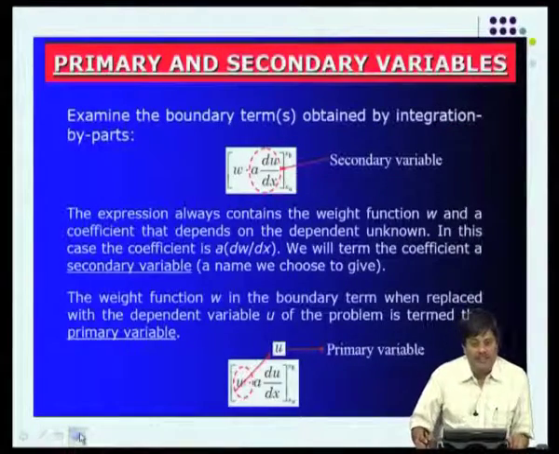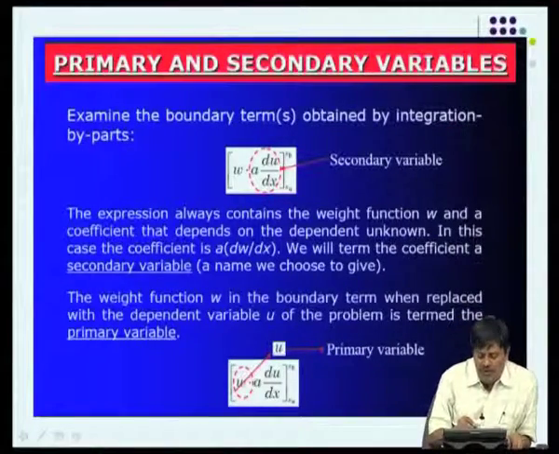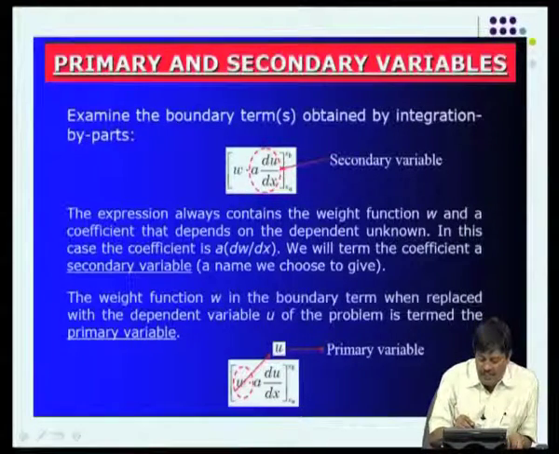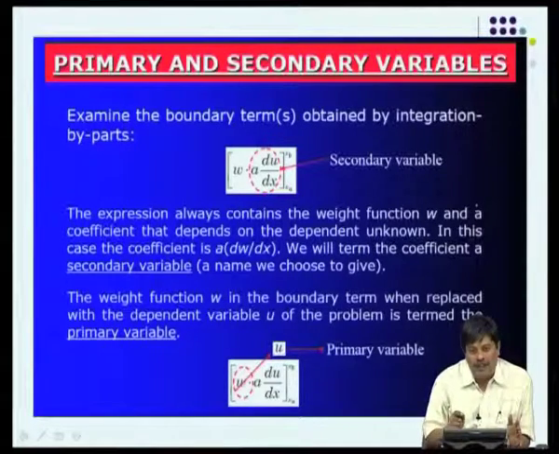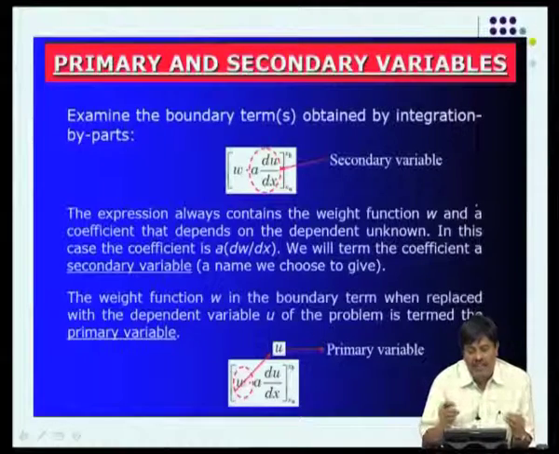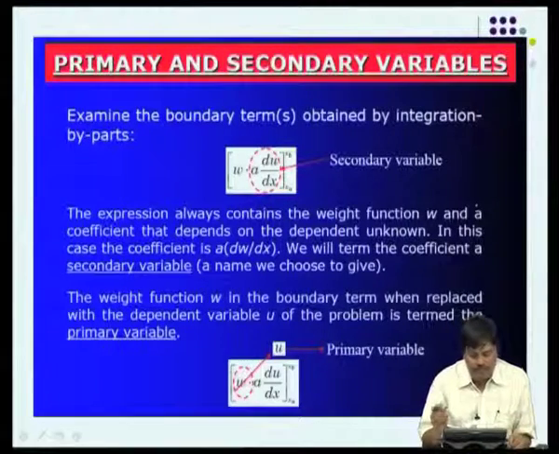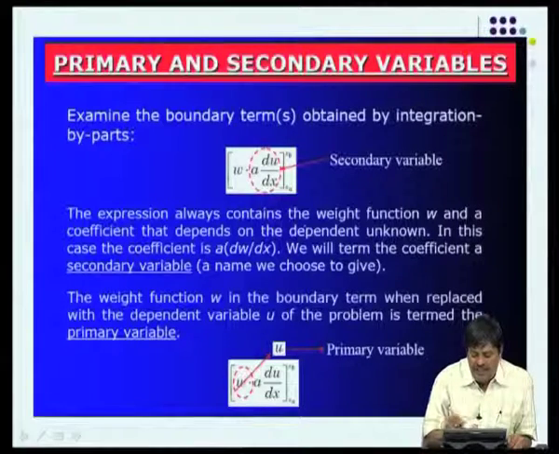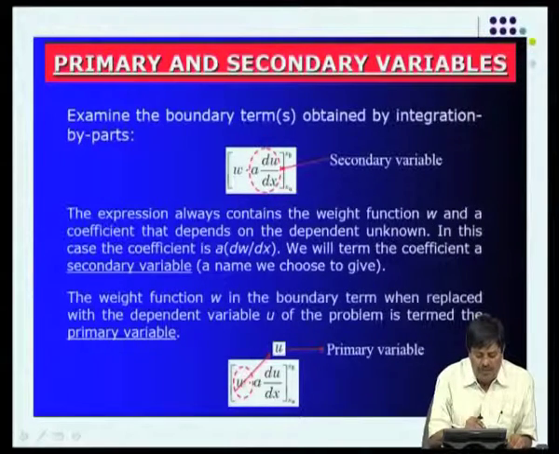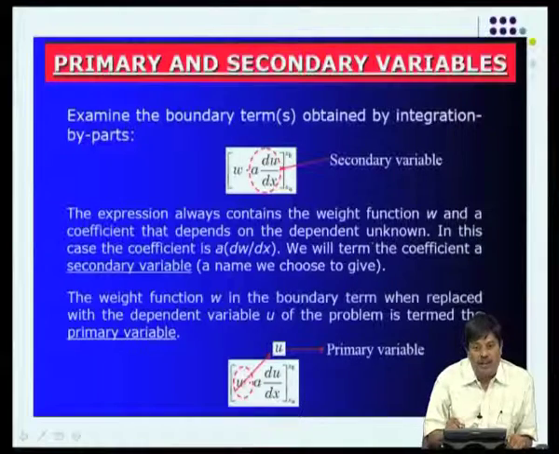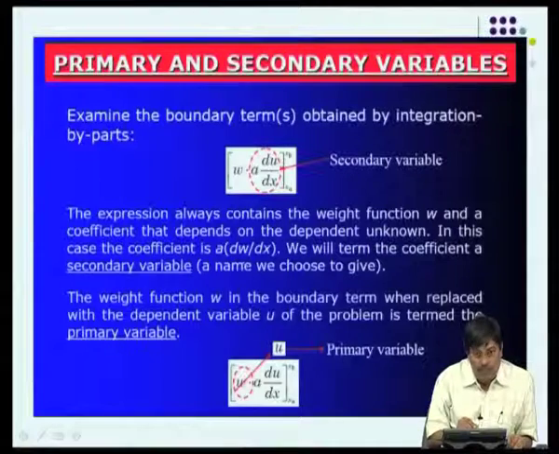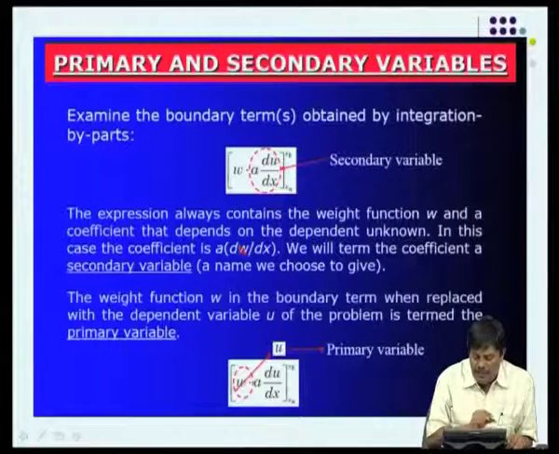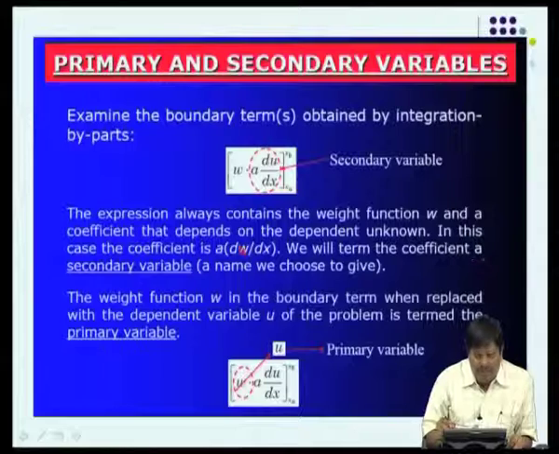So, let us examine these boundary terms. The boundary term was w A du by dx. Here we consider this A du by dx as a secondary variable, and this is obtained by integrating the actual governing equation by parts. The expression always contains the weight function w and a coefficient that depends upon the dependent unknown. In this case, the coefficient is A du by dx. We will term the coefficient as a secondary variable.